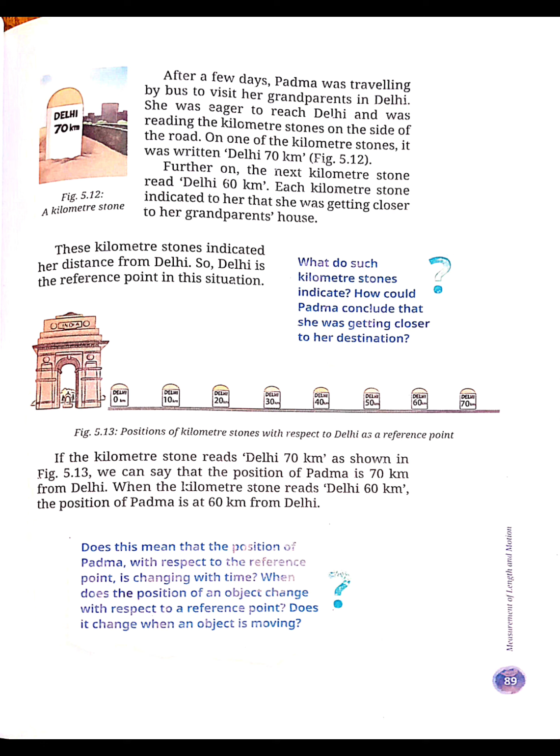5.13 Position of kilometer stones with respect to Delhi as a reference point. If the kilometer stone reads Delhi 70 km as shown in figure 5.13, we can say that the position of Padma is 70 km from Delhi. When the kilometer stone reads 60 km, the position of Padma is at 60 km from Delhi. Does this mean that the position of Padma with respect to the reference point is changing with time? When does the position of an object change with respect to a reference point? Does it change when an object is moving?